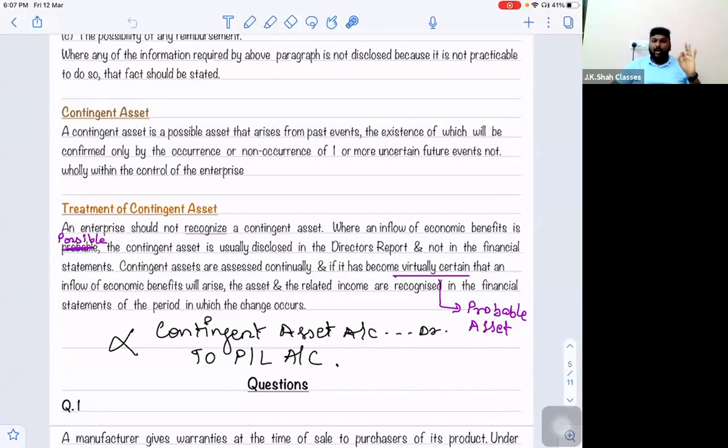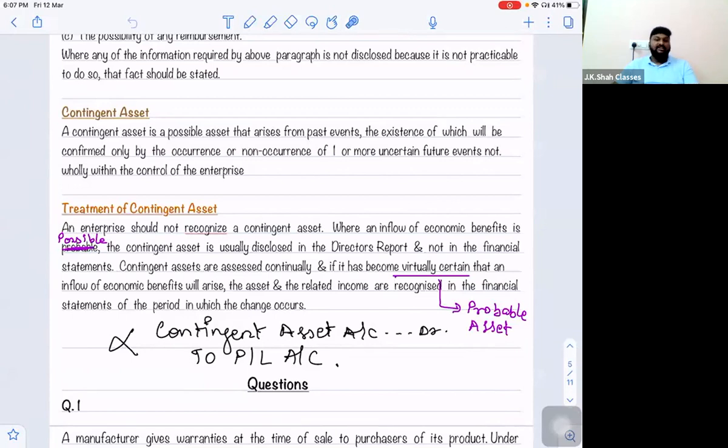So technically, all your contingent assets are recorded only and only in the board of directors' report, only if they are material and only if they are possible assets. If they are remote assets, ignore them.